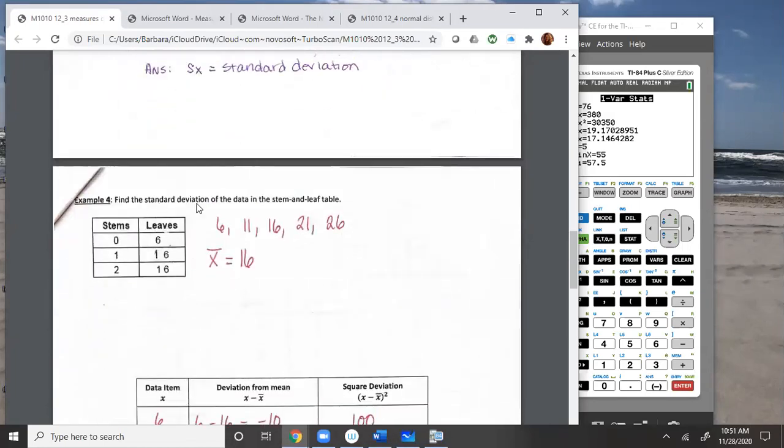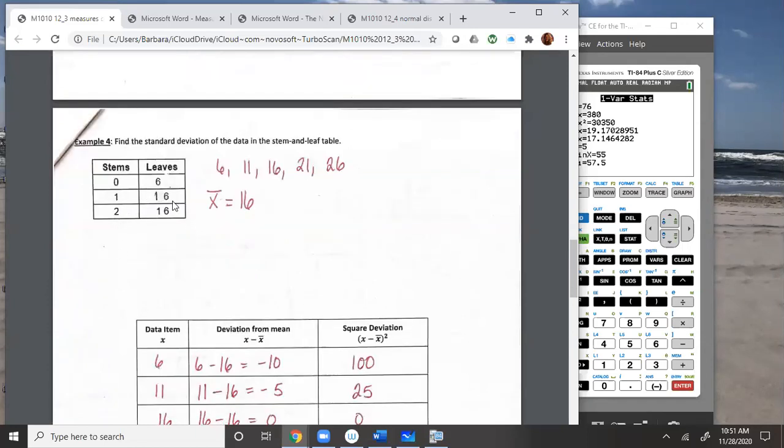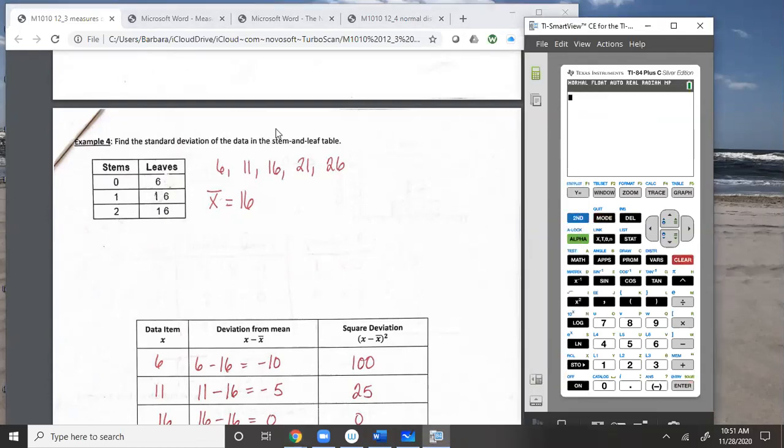Example 4, find the standard deviation of the data in the stem and leaf table. Let's go ahead and list all the numbers here. We have 6, 11, 16, 21, and 26. If we do this by hand, first we need to, in step 1, find the mean. So again, we're going to do this 2 different ways. We're going to do it by hand and then by calculator. So the mean is adding up all the numbers and then dividing by 5. So the mean is 16.